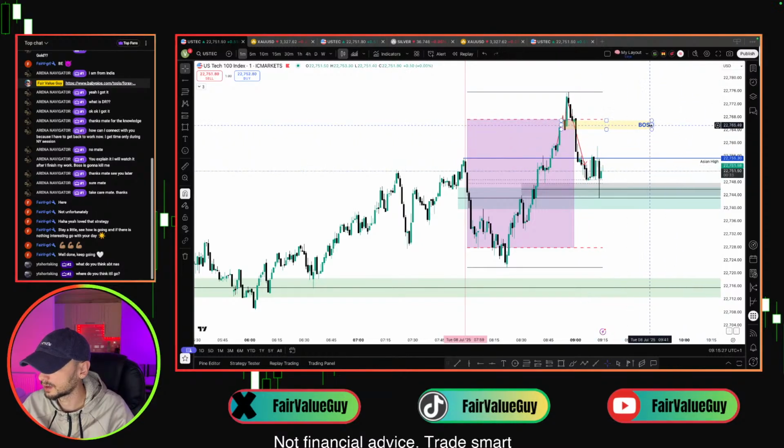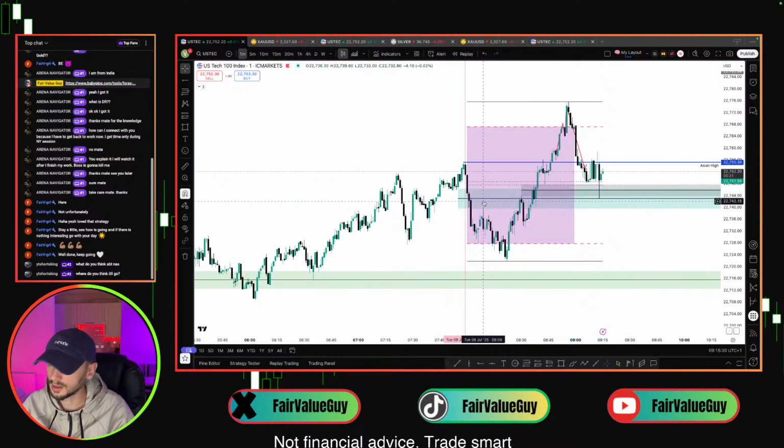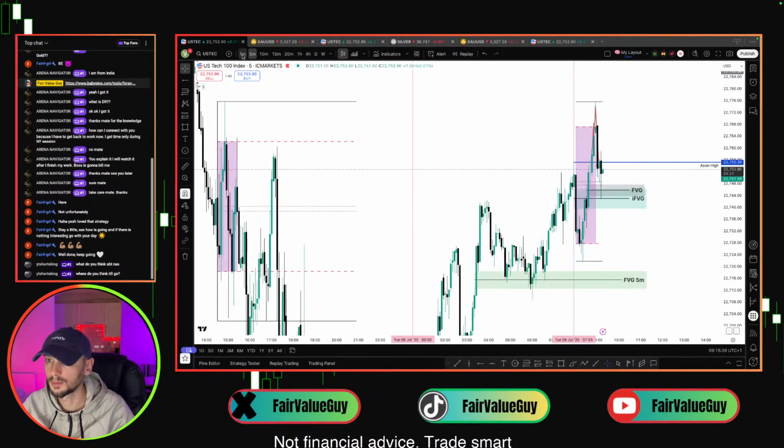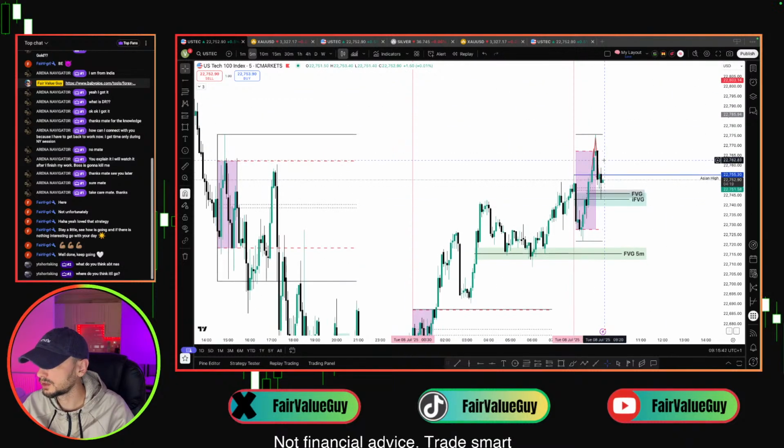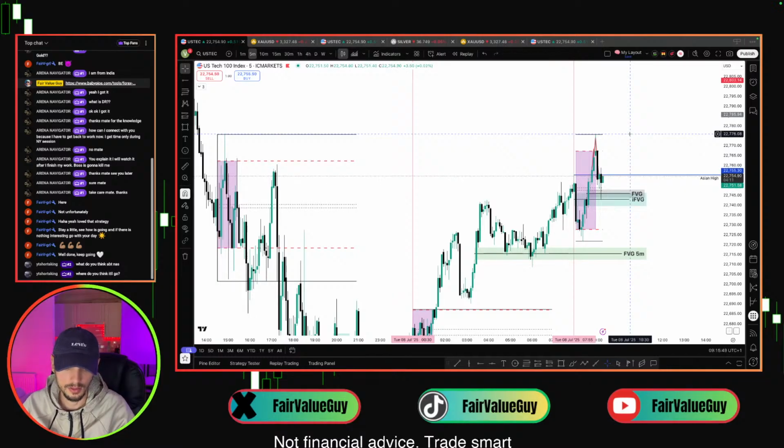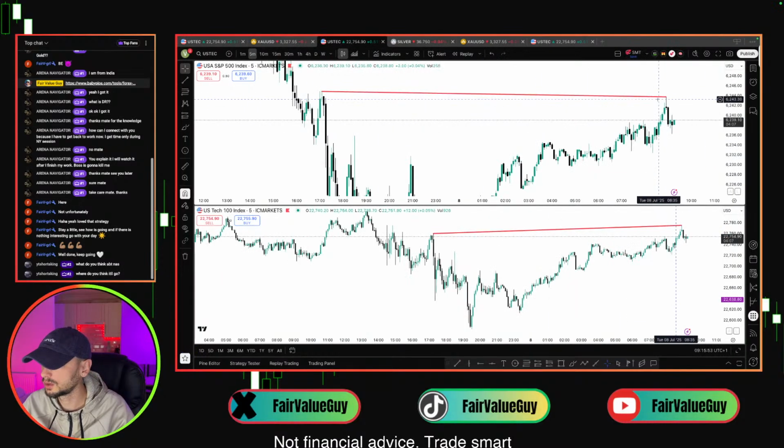inside the change of character, but on the other hand we get reactions from the 50% of the area of the DR, and we get reactions of the inverted fair value gap aligned with fair value gap. So we really need to see. At the moment it's bearish, but this may change very fast. So until we don't take those highs on S&P, we are bearish.